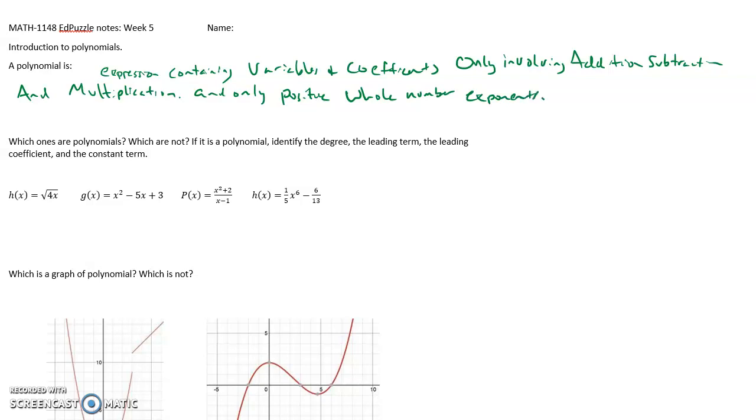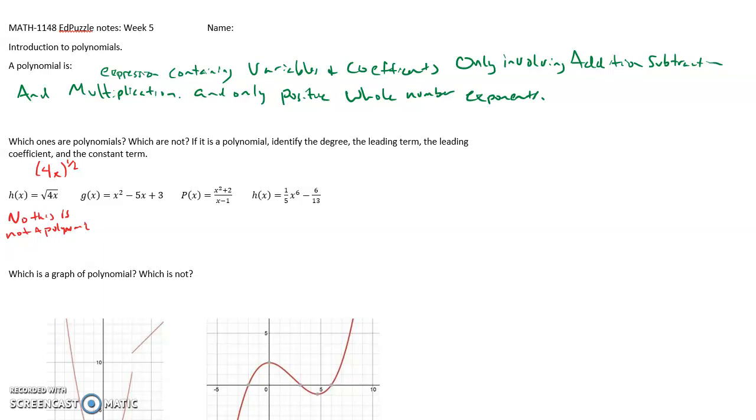So now we're going to take a look at a couple different expressions and determine whether these functions are or are not polynomials. Let's take a look at the first one. Well, when I look at square root of 4x, you may know this, you may not, but a square root can be written as an exponent. That would be x to the 1/2. We can see that this is not a positive whole number exponent, so we're going to determine that no, this is not a polynomial. Why? Because it has fractional exponents.